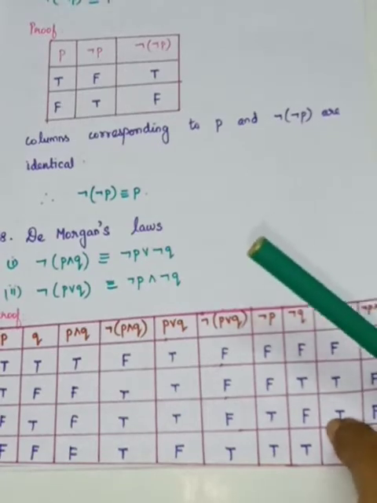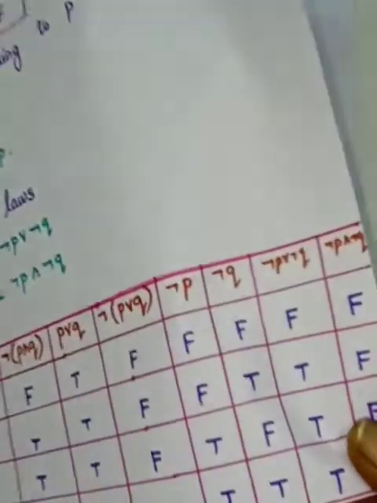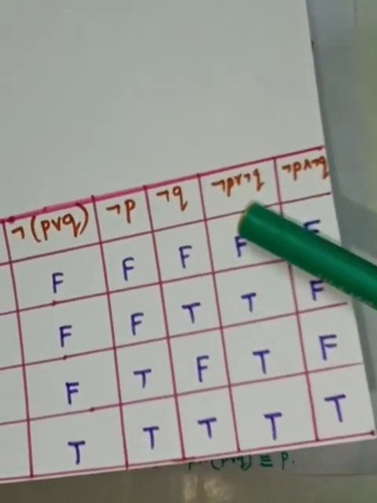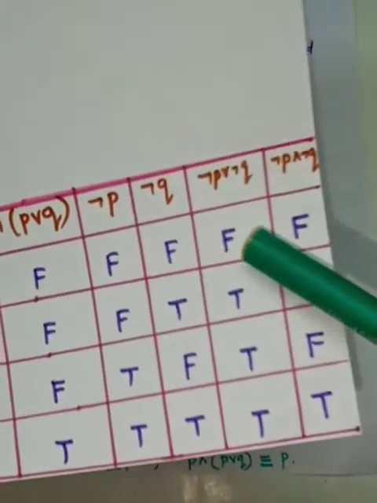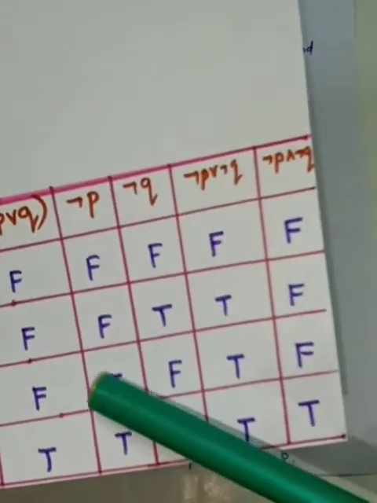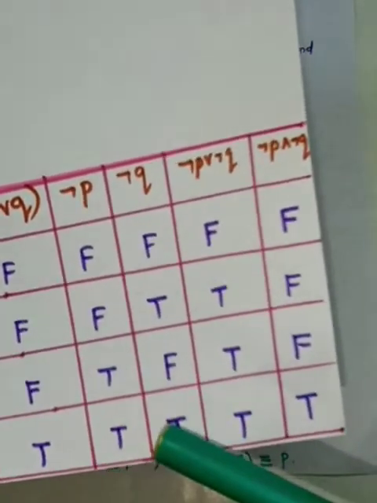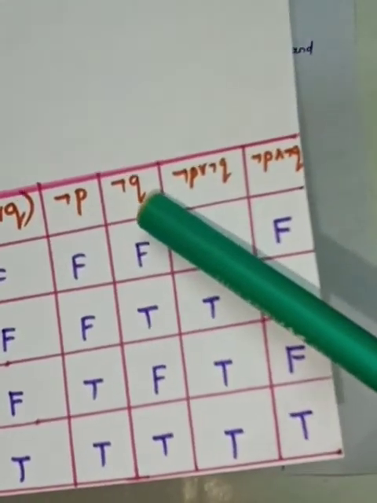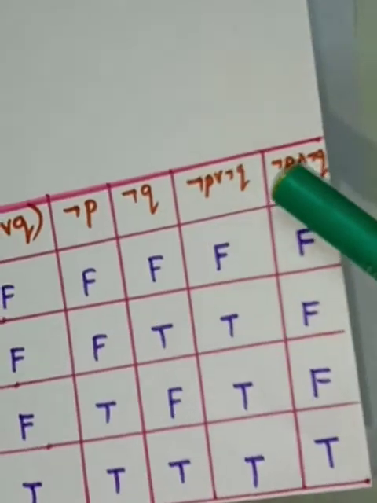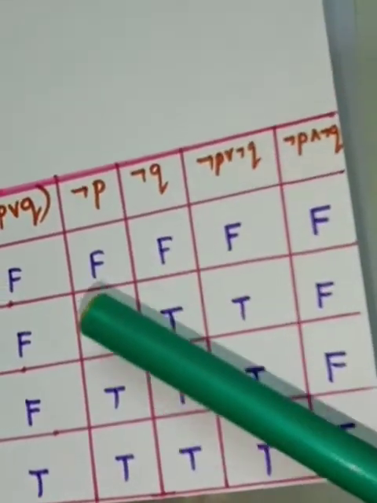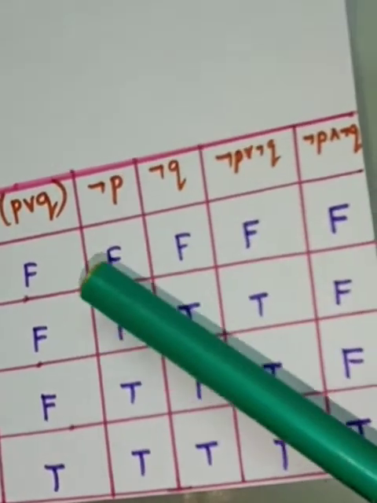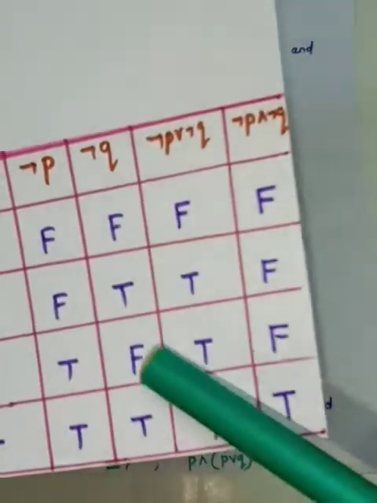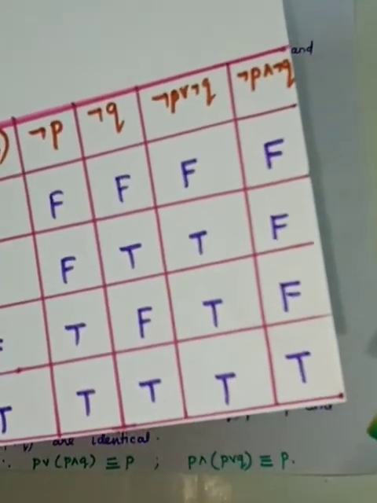Now we have to see negation P, negation Q. In between you are having or. Or means any one is true, it is true. Here both are false, so it is false. Here one is true, so it is true. Here one is true, it is true. Both are true, so it is true. And while you are coming, you have to see negation P, negation Q. In both the columns you have to apply the connective and. And means both are true only then it is true. So the first one is false. The second one also false. The third one also false. Here only both are true, so it is true.